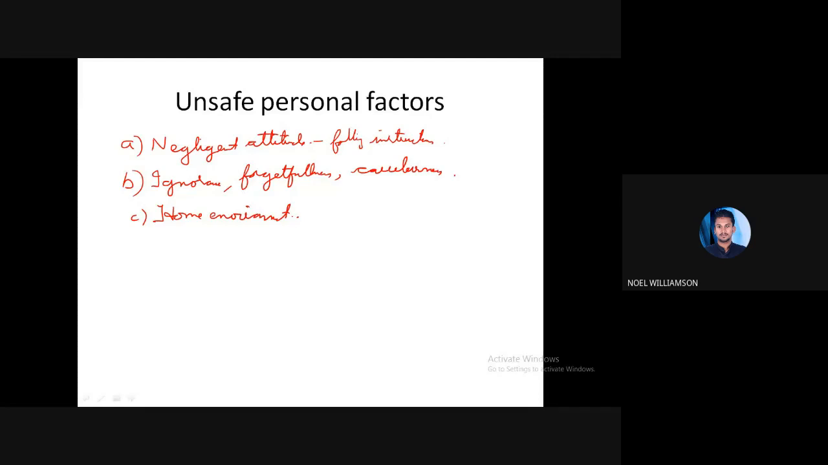That may affect his mental ability, or it may affect his working. So it may create certain problems and it may result in some accidents. And the next one, non-usage of the safety devices.